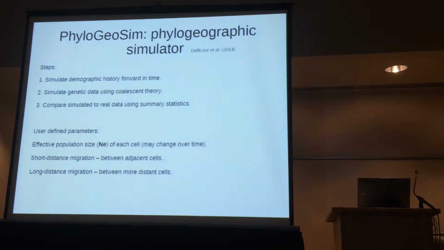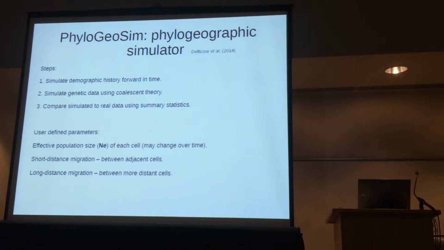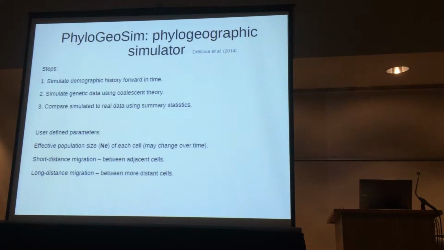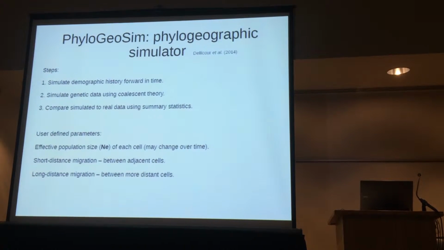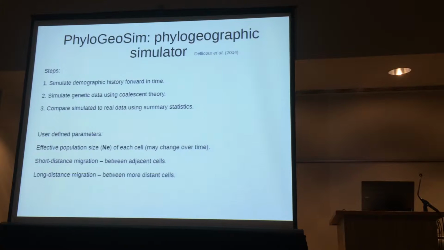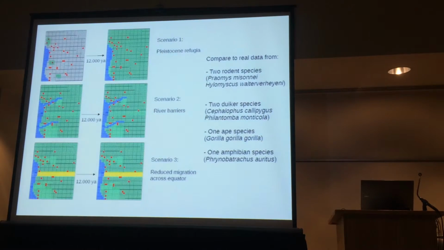Then if you simulate, say, 1,000 genetic data sets under each model of demographic history, you can see how well your real data set falls within your simulated data sets using summary statistics. And this program also enables you to define parameters that relate to species-specific ecology, such as effective population size, short and long distance migration. So then you can really tease apart the effects of demographic history and species-specific ecology.